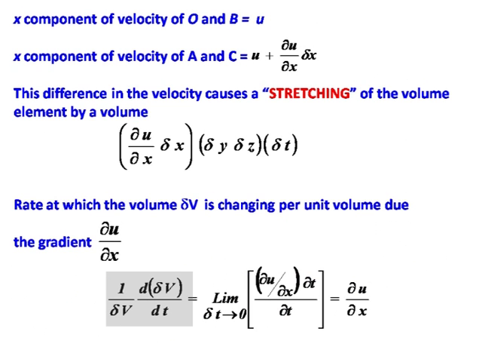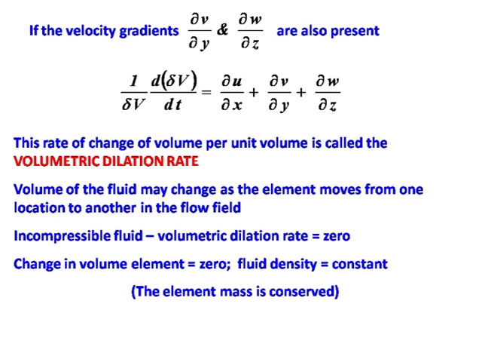So that is what it essentially reduces to. If I were to consider the net change in volume, I would have del u by del x plus del v by del y plus del w by del z. That's why for an incompressible flow, where there is no change in the volume, we say that del u by del x plus del v by del y plus del w by del z is equal to 0. That is what is called the volumetric dilation rate.